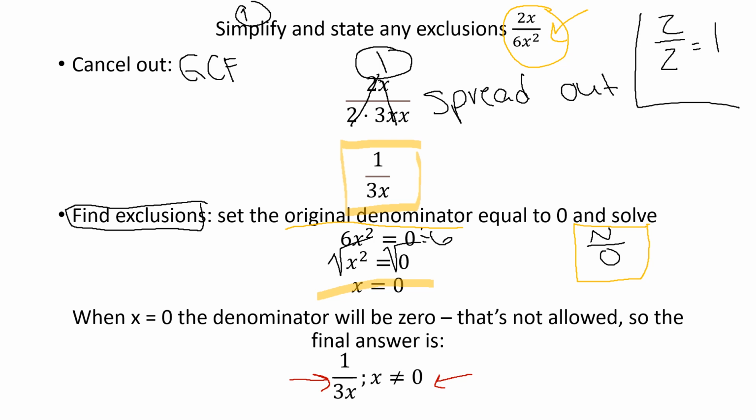Now I know this says x equals 0. But the reason we did that was because when x equals 0, I get a 0 denominator, which means x cannot be 0. So we're going to write it like that. That's a lot of stuff. Step 1, cancel out what you can. Spread it all out, cancel out what you can, then set your denominator equal to 0 and solve.